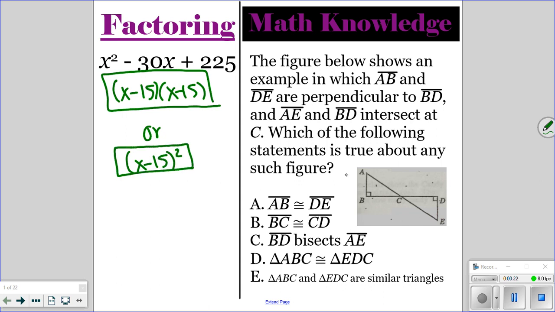For the math knowledge question, it tells us AB and DE are perpendicular to BD. That's why we have a right angle here and here. And AE and BD intersect at C. Which of the following is true about any of our figures?